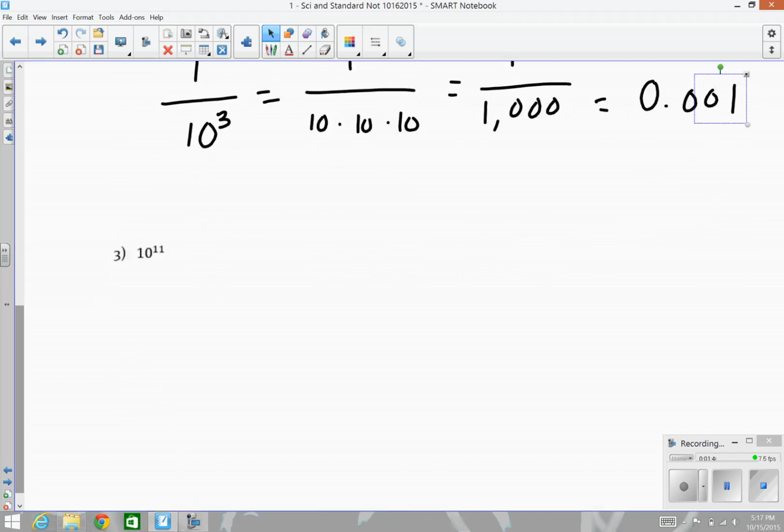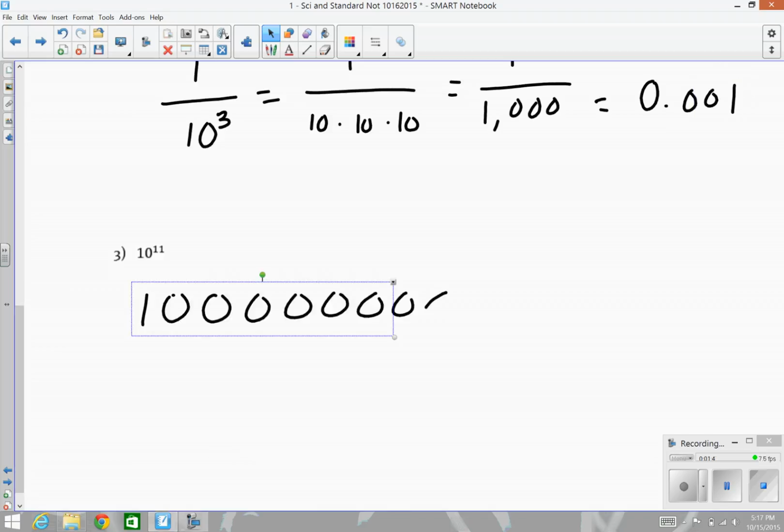And lastly, 10 to the 11th power is this lovely number. Go ahead and check your work, correct any mistakes you need, and then flip the page when you're all set.